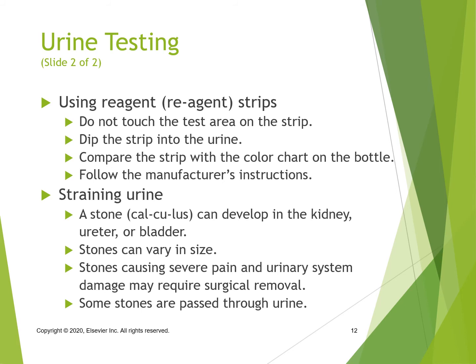Using reagent strips, do not touch the test area of the strip. Dip the strip into the urine. Compare the strip with the color chart on the bottle. Follow the manufacturer's instructions. When you're straining the urine, a stone, calculus, can develop in the kidney, ureter, or bladder. Stones can vary in size. Stones causing severe pain and urinary system damage may require surgical removal. Some stones are passed through the urine though.